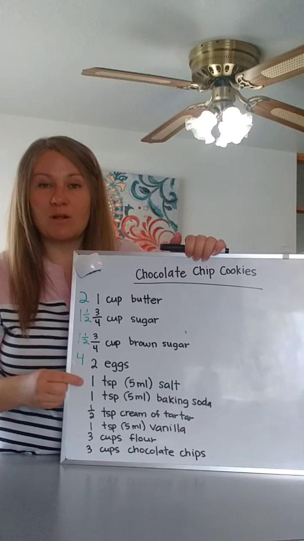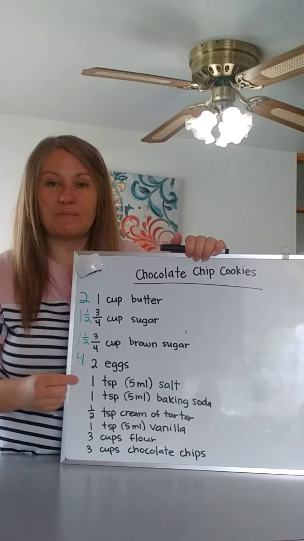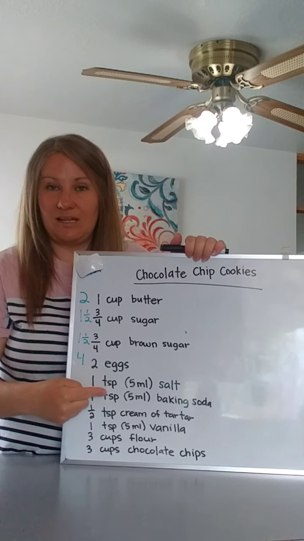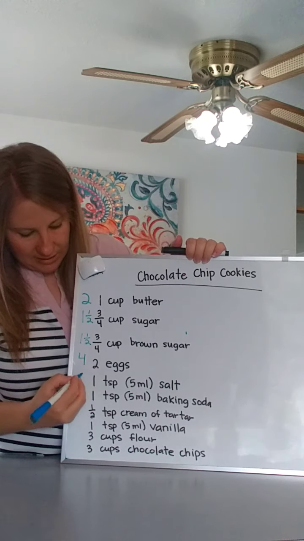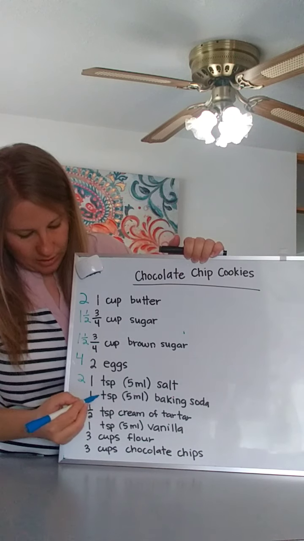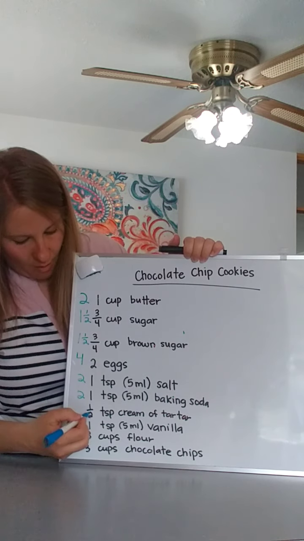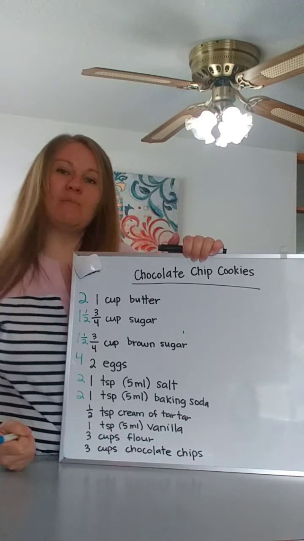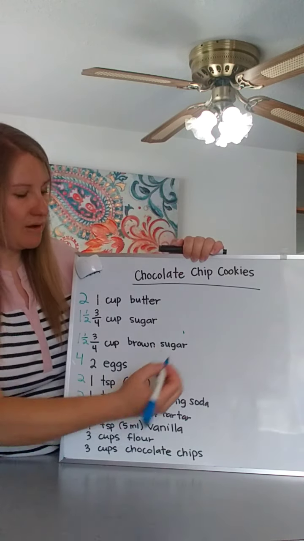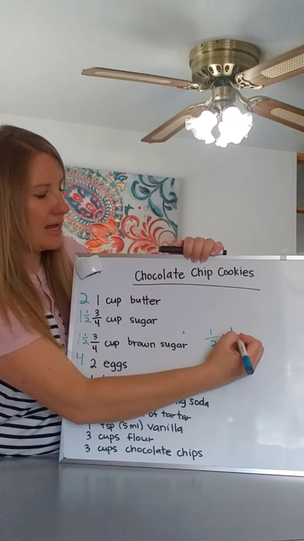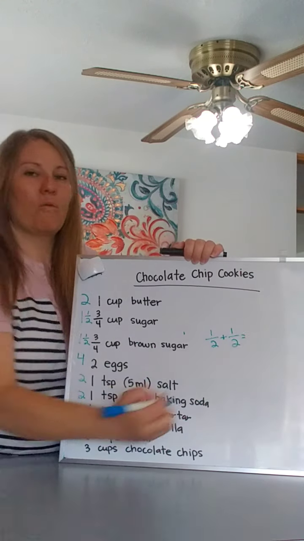So if I'm doing 1 teaspoon, that would be 2 teaspoons. If I double 5 milliliters, that would be 10 milliliters. But I'm going to keep with the teaspoon and just write 2. 1 teaspoon of baking soda, so I'll need 2 of those as well. 1/2 of a teaspoon of cream of tartar. Alright, so we've got to add some fractions again. If I have 1/2 a teaspoon plus 1/2 a teaspoon, what is that?